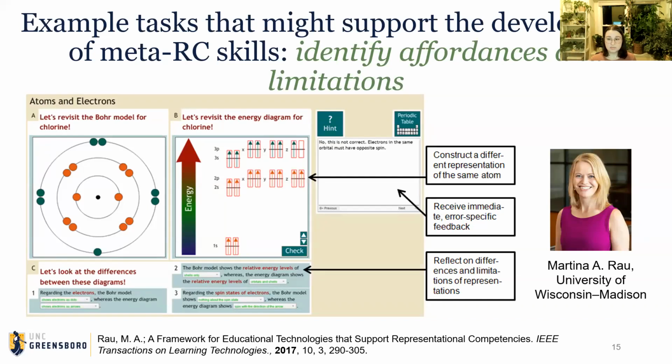Again, if you find something, please send it my way. It's hard to read this text, but it says the Bohr model only shows the relative energy levels of shells, whereas the energy diagram shows the relative energy levels of orbitals, with the green with orbitals and shells. And then a similar prompt here in 3, where again you have to compare the two different representations and think about what each represents and what each does not represent.